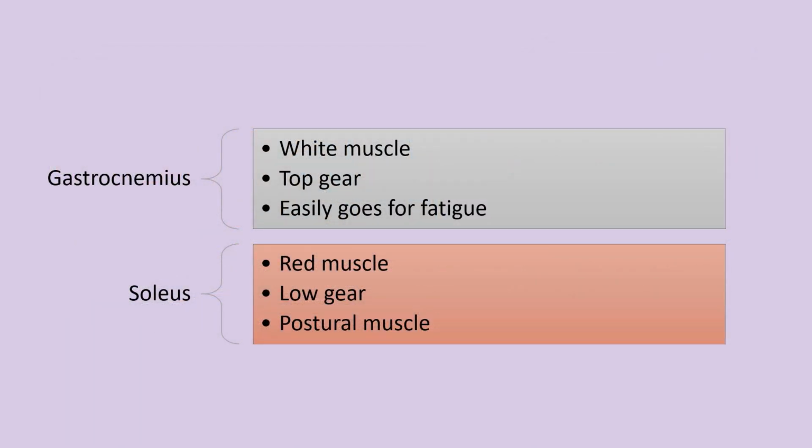When gastrocnemius and soleus are compared anatomically and physiologically, gastrocnemius is a white variety of muscle, which is like a top gear. The contraction goes rapidly and strongly, but it cannot be sustained for a long time. That's how it goes to fatigue very easily. Whereas soleus has red muscle fibers, which is like a low gear. It is also known as a postural muscle, which helps in standing for a long time because it does not fatigue easily.